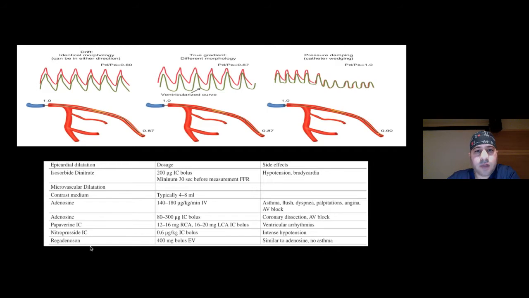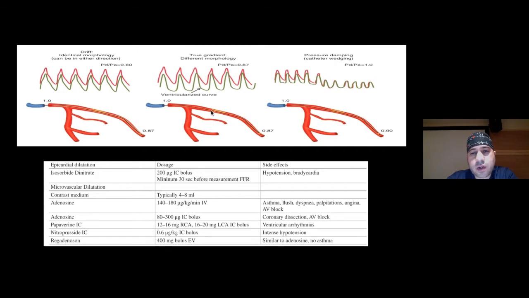And what you want to achieve is the picture in the middle of the screen here, where you get ventricularization of your curve. And this is to show that you've achieved good hyperemia. What you don't want to see is pressure dampening, the image on the right, where your catheter is wedged into the ostium of the artery. This will give you a false reading. So you have to disengage your guide.